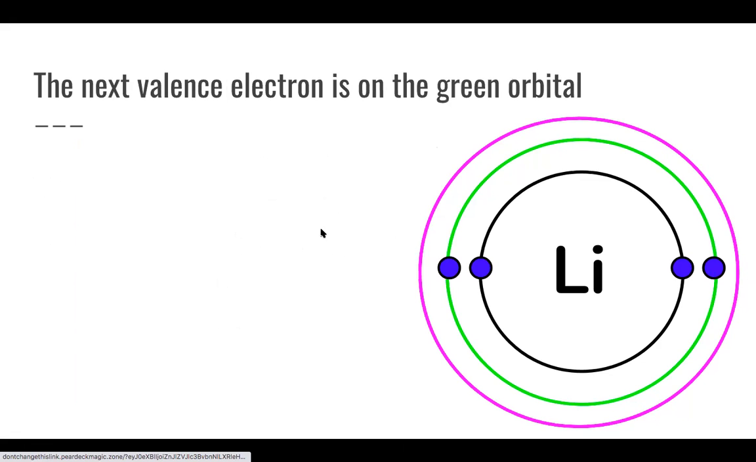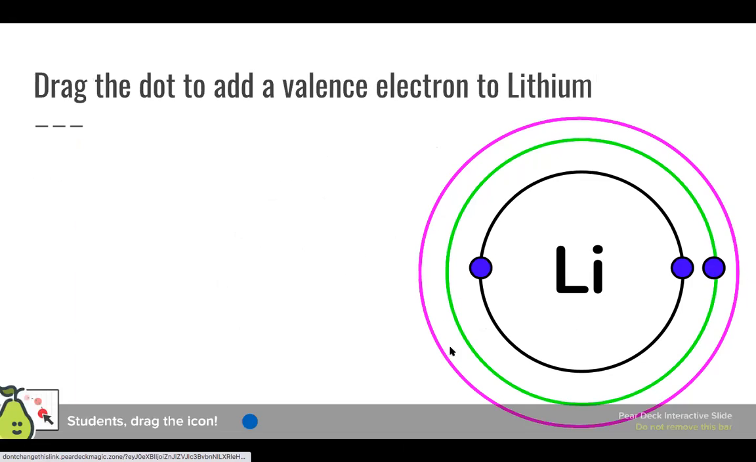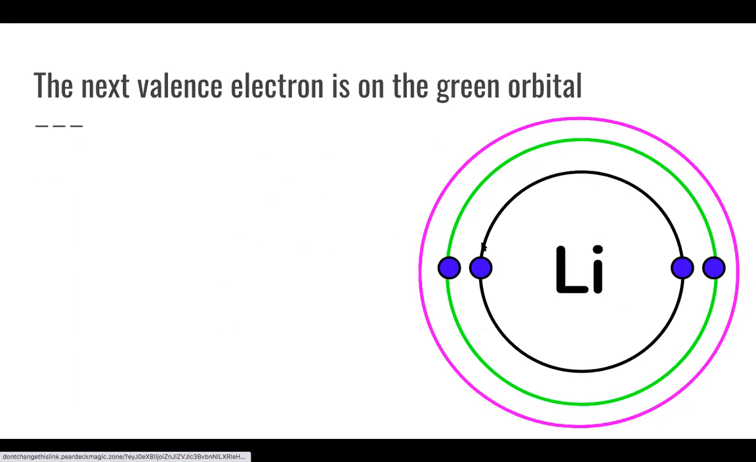Here's an exercise that you're not going to do. If I want to add a valence electron to here, I can't add it to the black ring. The black ring is full. We're not going to get into why right now. We will get into that in the next unit. So it has to go in the green ring.